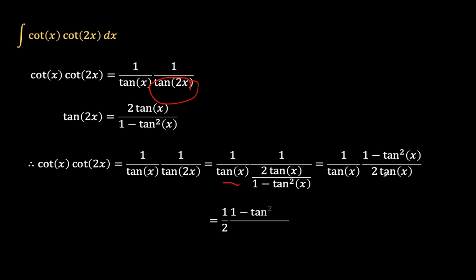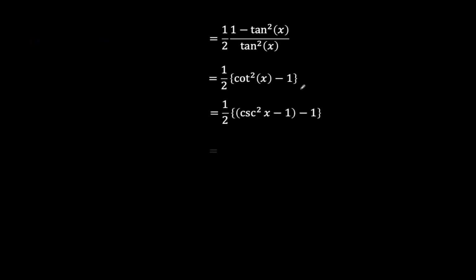So we have now, by pulling this half out here, half times 1 minus tan squared x over tan squared x. Then 1 divided by tan squared x is the same as cotangent squared x, and tan squared x divided by tan squared x is 1. So we go back to the same expression of half cotangent squared x minus 1, which reduces to a half cosec squared x minus 1, which is cosecant squared x minus 2, which is a half cosec squared x minus 1.